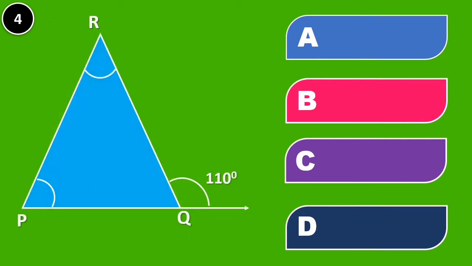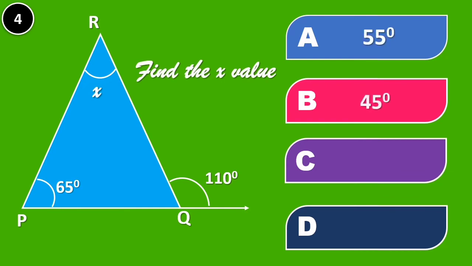In triangle PQR, angle PQX is 110 degrees, an exterior angle. Angle P is equal to 65 degrees. Find the X value. Options: 55 degrees, 45 degrees, 70 degrees, 35 degrees.